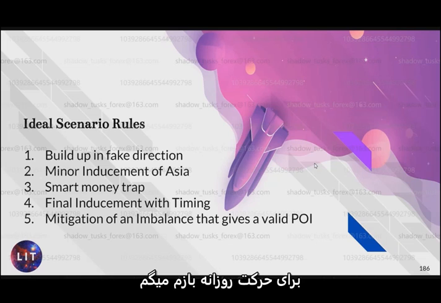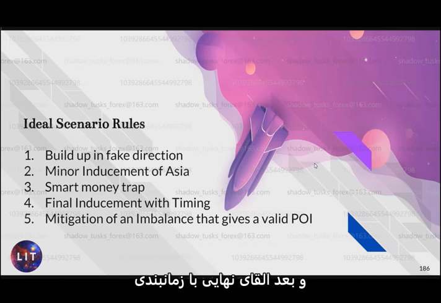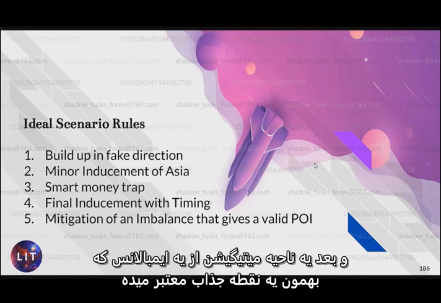So for an intraday play though, again, without taking too much, we're good with that slide. So build up in the fake direction, minor inducement of Asia, smart money trap after, and then final inducement with timing, and then into a mitigation zone of an imbalance that gives a valid point of interest.